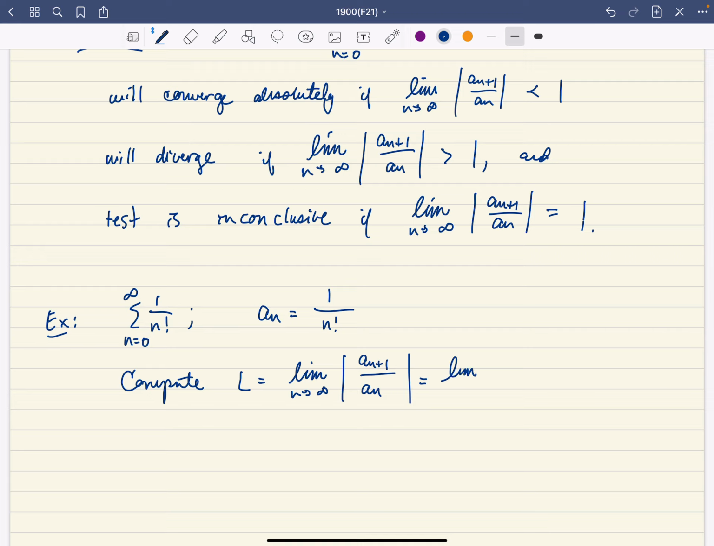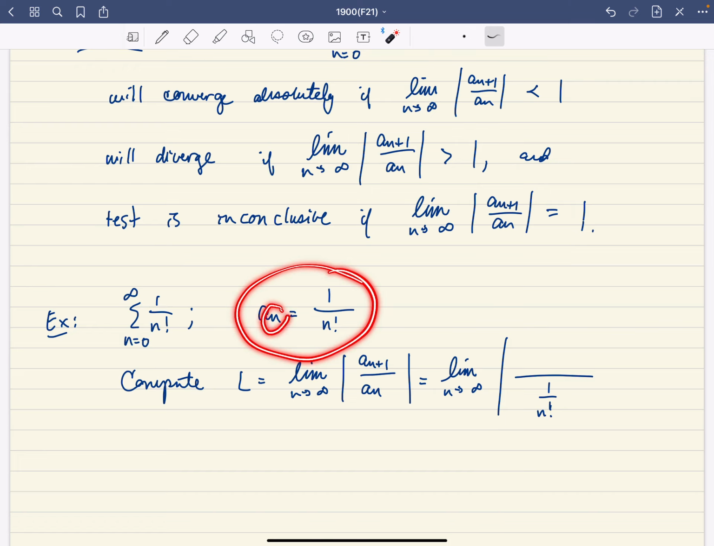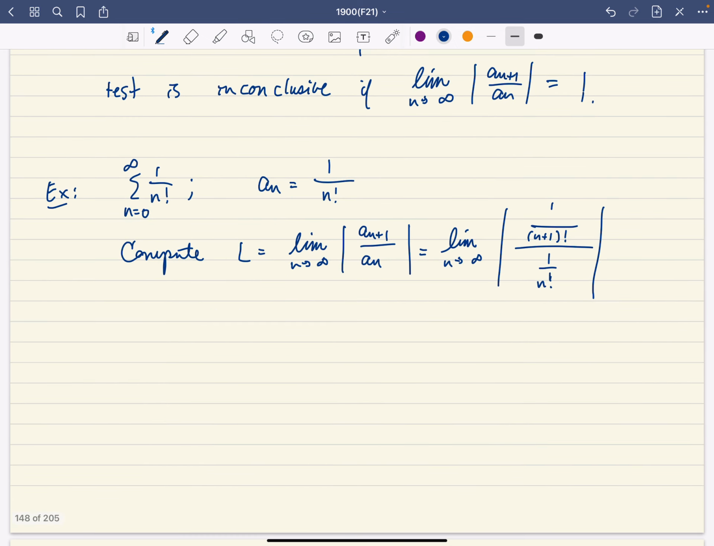We already know that a sub n is 1 over n factorial. For a sub n plus 1, we go to the same sequence and replace all the n's with n plus 1, so this is 1 over n plus 1 factorial. And we take absolute values. Dividing by 1 over n factorial is the same as multiplying by n factorial, so this is going to be n factorial over n plus 1 factorial. And factorials are always positive.